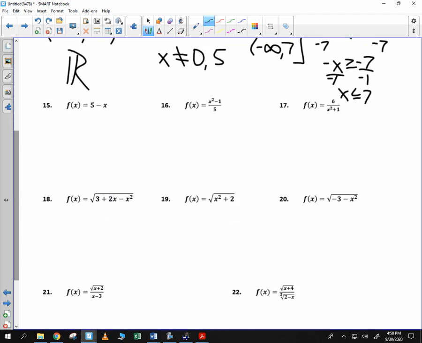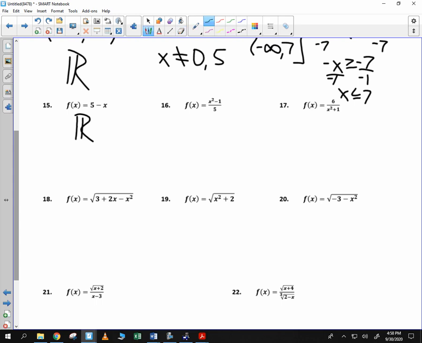15. A lot of people look at 15, they're like, well, x can't be 5. And I ask why, and they say, well, because that would give you 0. Folks, it's fine to come up with 0. You just can't get 0 in the denominator. This is just a polynomial. It's a line. Slope of negative 1 goes through 5. Domain is all real numbers.